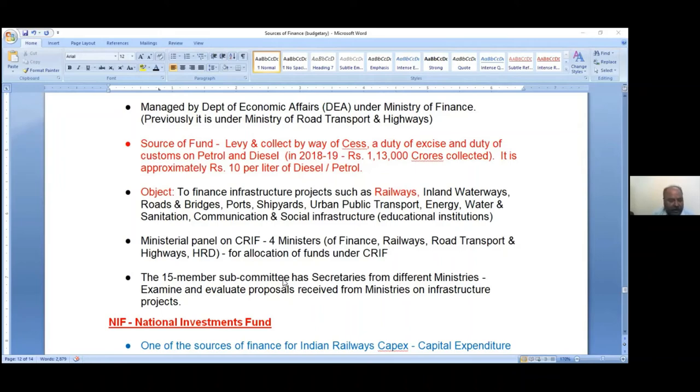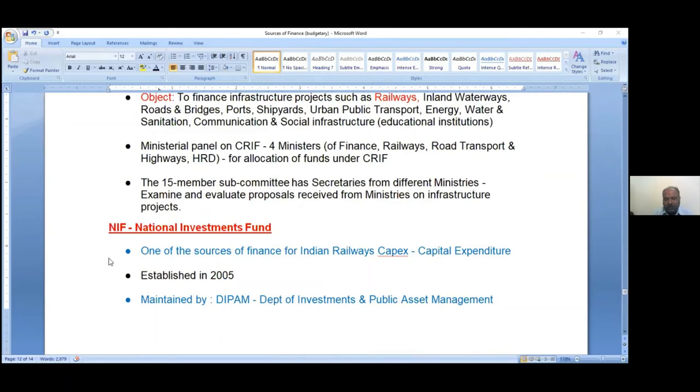The ministerial panel on the CRIF has four ministers: the Finance Minister, Railway Minister, Road Transport and Highways Minister and HRD Minister. This is the committee recommending the allocation of funds under CRIF. And there is a 15-member subcommittee of secretary rank. From Railways, our CRB is represented. This subcommittee evaluates the proposals received from the ministries on infrastructure and projects. Rail is also sending proposals.